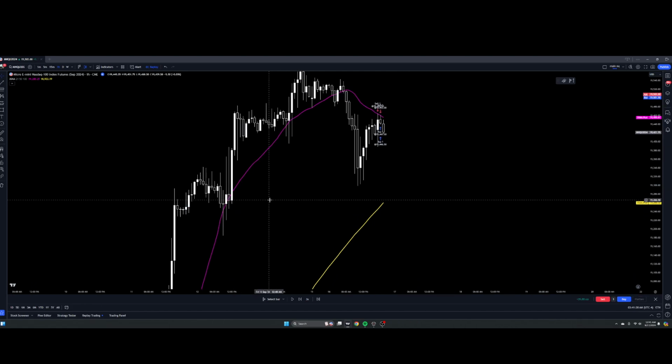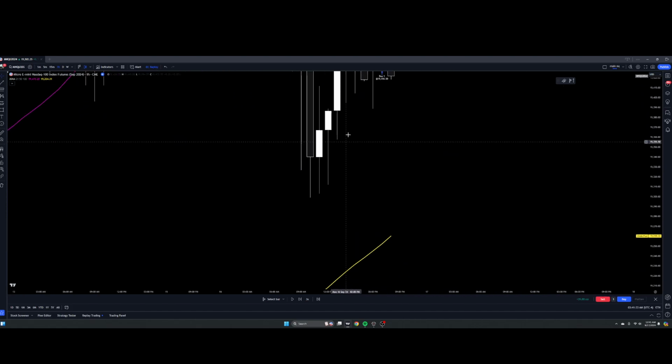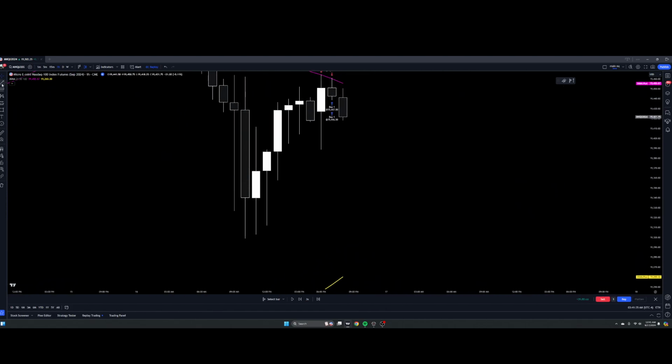So right here, we failed to sweep these lows, right? But let's say we saw this bullish candle, right, on the hourly. So what I would do is I would mark out the high and low of that hourly candle. Just right there.